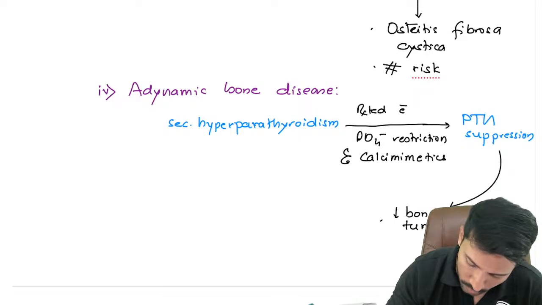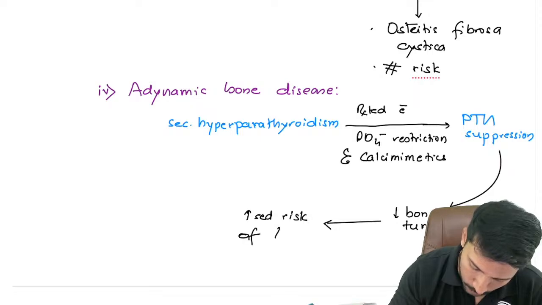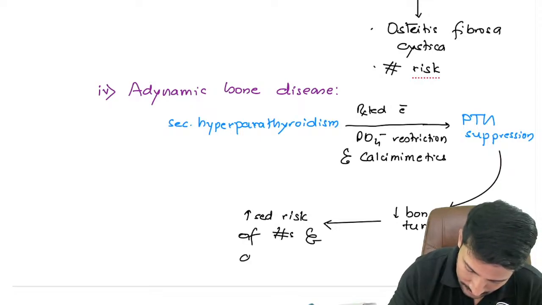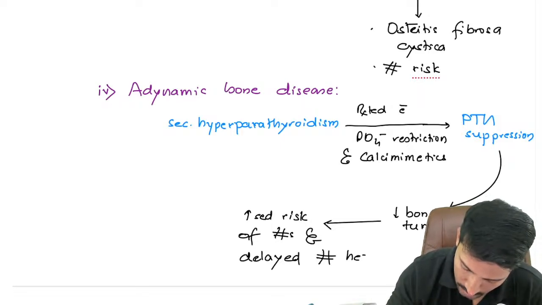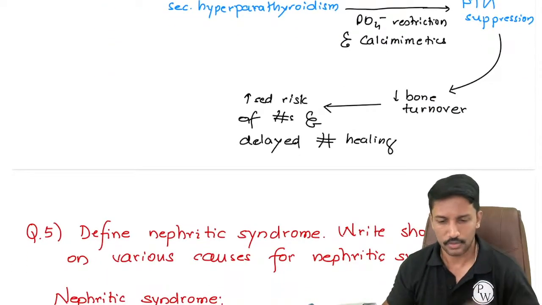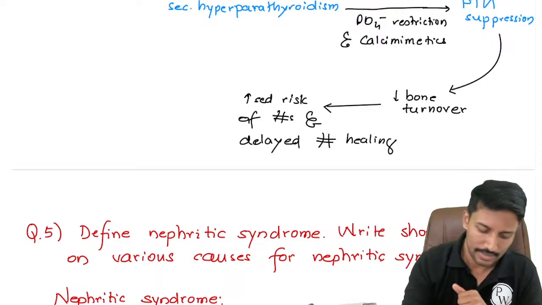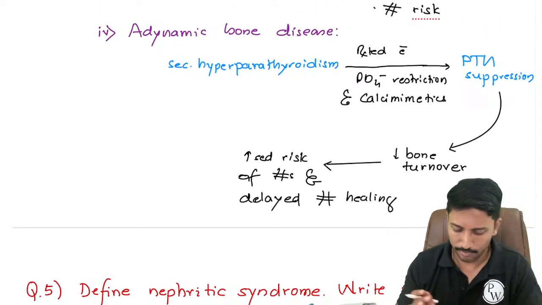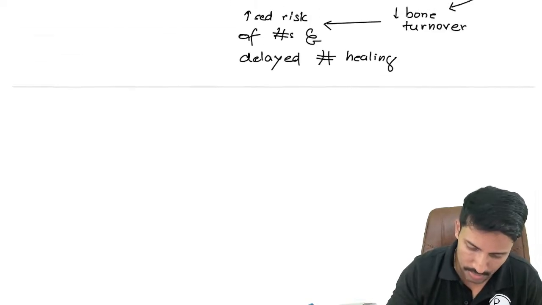And this decreased bone turnover also leads to increased risk of fractures and delayed fracture healing. Because there is no bone turnover happening at all, you're not able to build new bone. You develop fractures and you're not able to repair them because that bone turnover is decreased. This condition we call adynamic bone disease. That is the fourth complication. Okay. What is the fifth complication that we can expect?